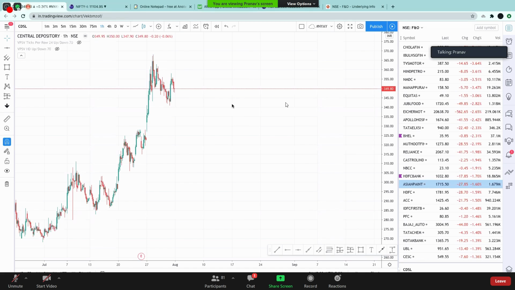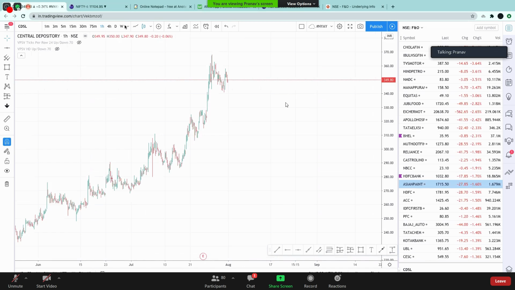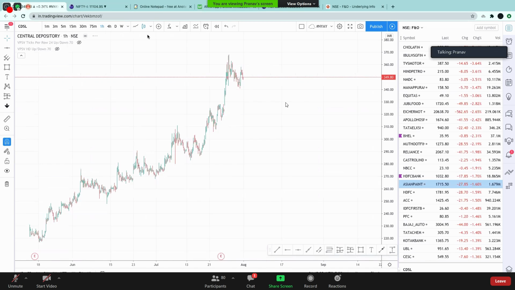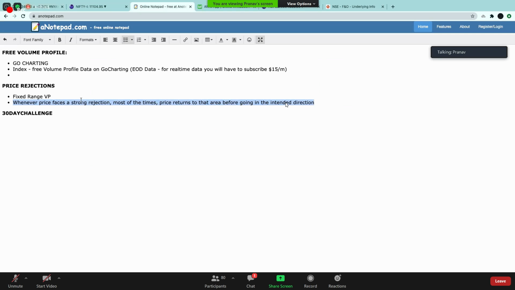So let me do a recap. What I just said is very simple: when price faces a strong rejection, most of the time price returns to that area before going in the intended direction. I showed an example earlier, but let's look at a different example.